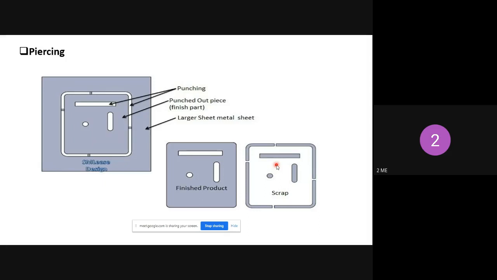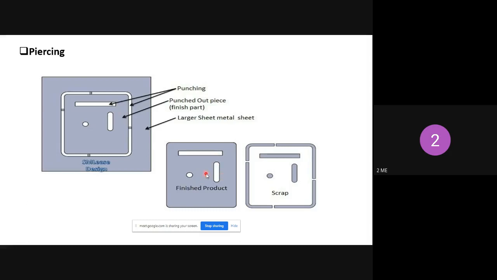Next is the piercing operation. The blanking operation we already studied, the sheet metal cutting operation. The second one is the piercing operation. What is the piercing operation? In blanking, the cut portion is the blank, the useful workpiece.